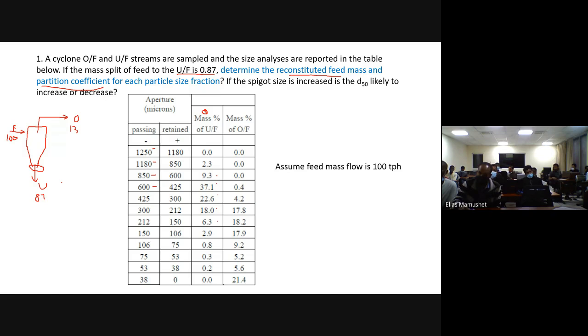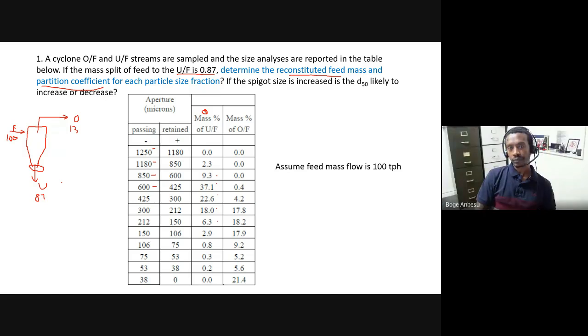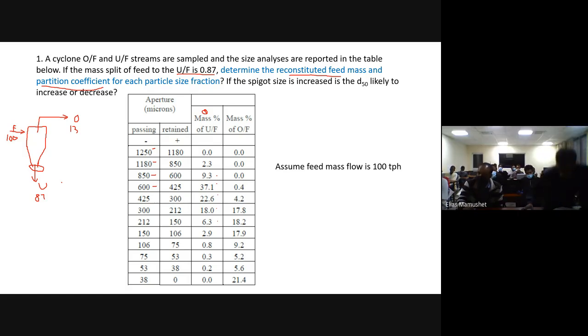I do have a question. Having this information, partition coefficient, how can we draw the partition curve? Which particle size do we use, because the mean particle size is not given here? So how can we draw the partition curve?